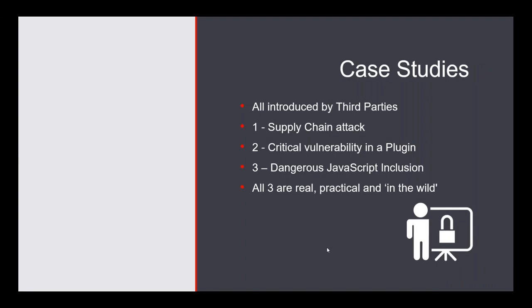So now onto the case studies. All three of these are introduced by third parties in different ways. The first, as mentioned, is a supply chain attack. The second is a critical vulnerability in a WordPress plugin. And then the third is a third-party JavaScript inclusion that led to cross-site scripting on a client of ours in a recent engagement that I found. It was a really interesting one, actually, but we'll get into that.